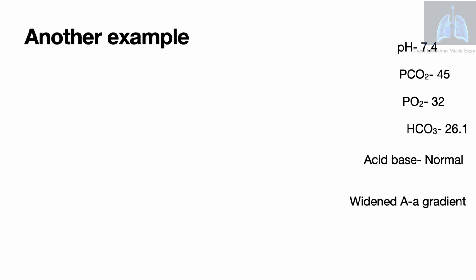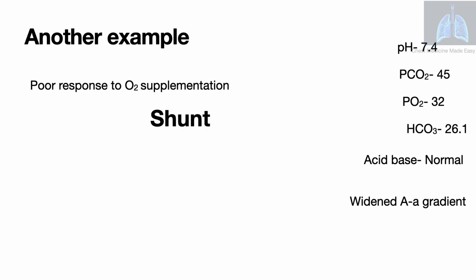And we noted that this patient was on 90% oxygen, but there is a poor response to the oxygen supplementation because the partial pressure of oxygen is still low. So this is an example of a high AA gradient hypoxia which responds poorly to oxygen supplementation. So this is an example of a shunt. In this case, you can theorize that the patient has ARDS or a large pneumonia which causes the shunt.